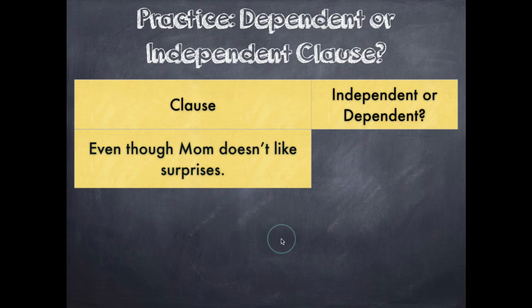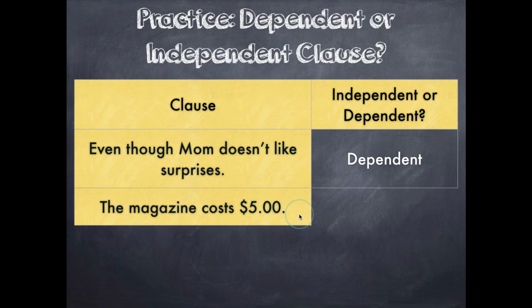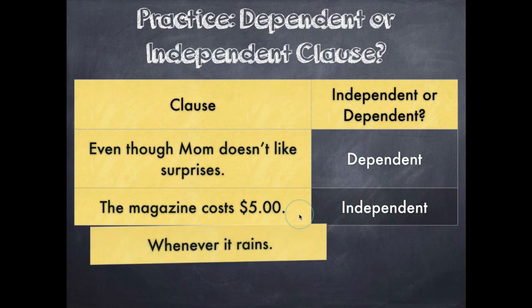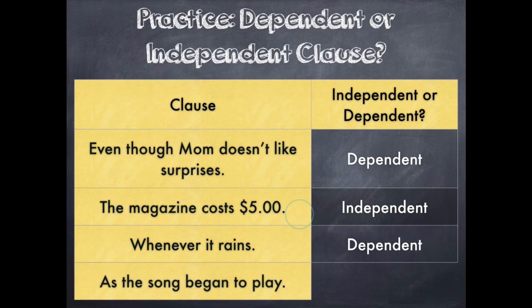Are you still throwing her a surprise party? Are you gonna buy her flowers? Like, you need to tell me more. Even though this, now what? This is dependent. The magazine cost $5. It expresses a complete thought. It is independent. Whenever it rains, what? Tell me more. This is dependent. As the song began to play, what happened? It's dependent.